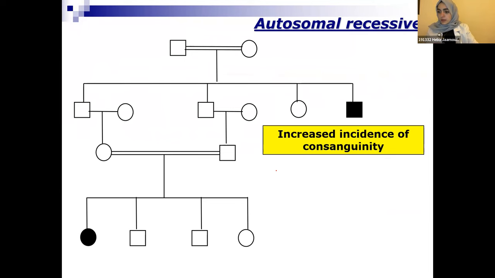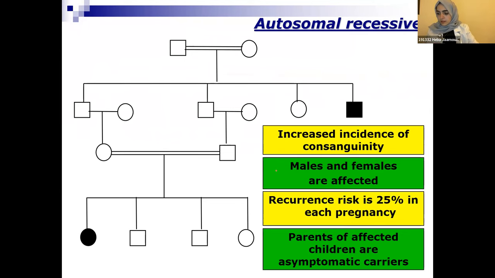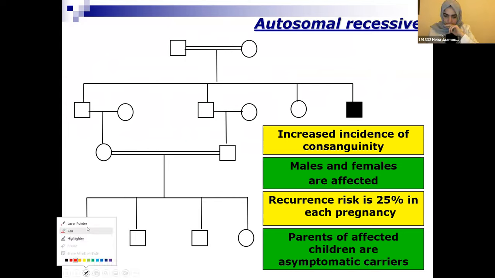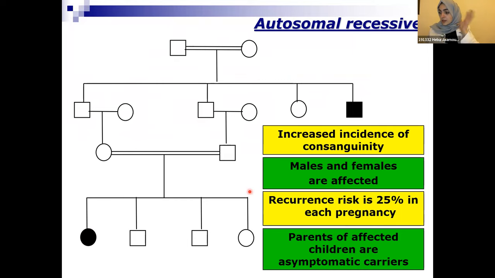So this is when it comes to autosomal dominant and autosomal recessive diseases. You see those boxes, the yellow and green boxes in both the patterns of inheritance. If you have them memorized and understood, you're done, honestly.